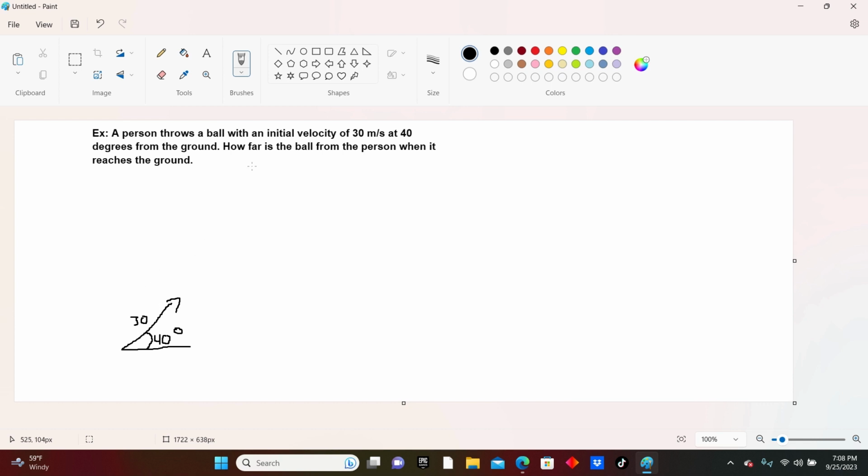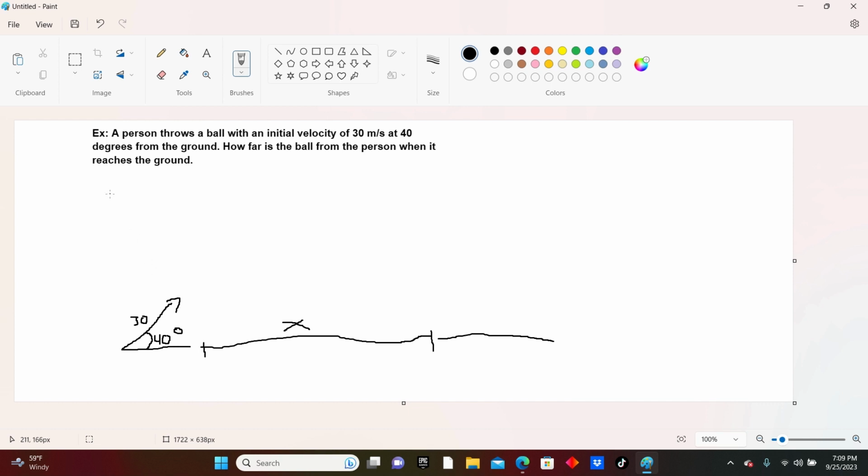And basically when it says how far the ball is from the person when it reaches the ground, that's asking you to find the horizontal distance. Let's say this is the horizontal distance, x, that the ball reaches when it touches the ground, right here. So in order to do this, we need to first find the time.